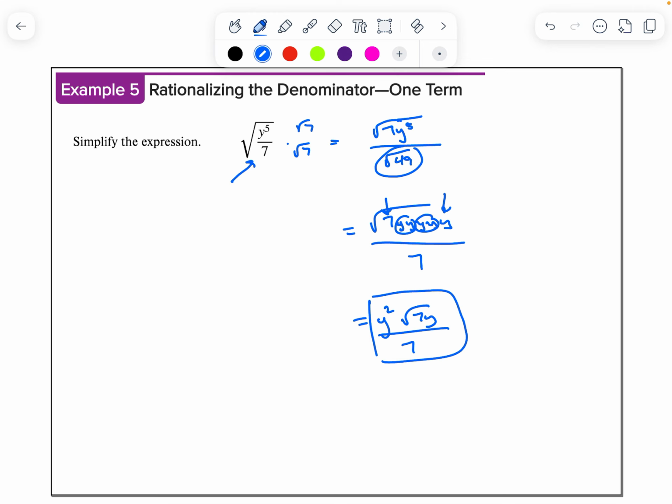We started with a fraction inside a square root. We don't want that. Specifically, we had a square root on the bottom, and in the end, we do not have a square root on the bottom.